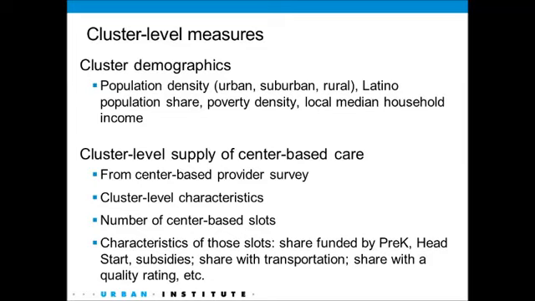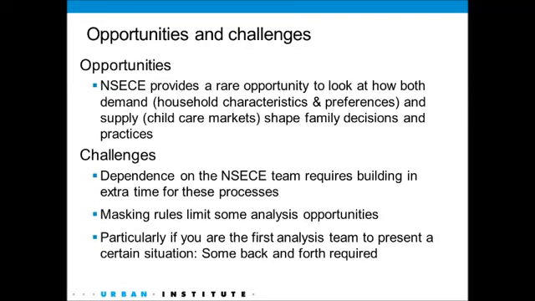So I think that the availability of being able to compare household-level demand, characteristics and preferences, and supply from the local child care markets at the cluster level is a real asset of the NSECE data, and it was really great for us to be able to do that. In terms of challenges, it just takes a little bit of extra time to work with the NSECE team, and since they have to do some of the work and everybody is busy, we are and they are, it just required building in some extra time for that process.